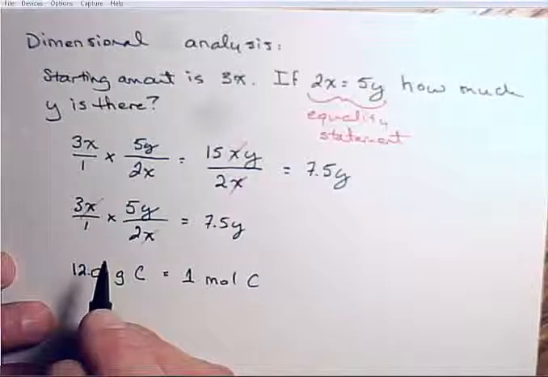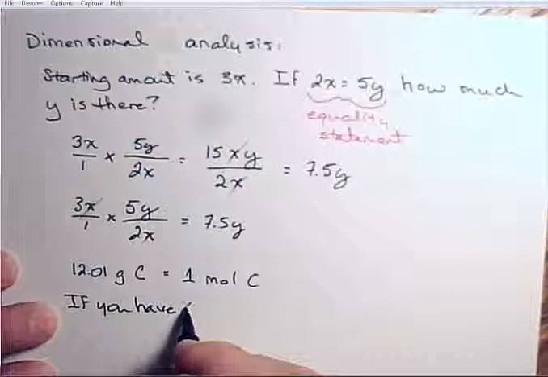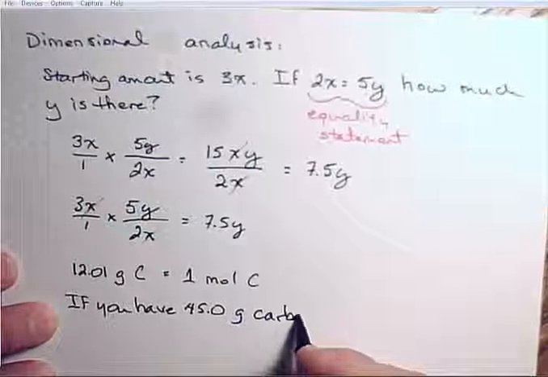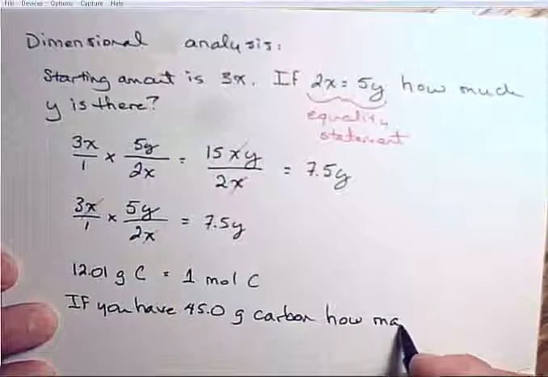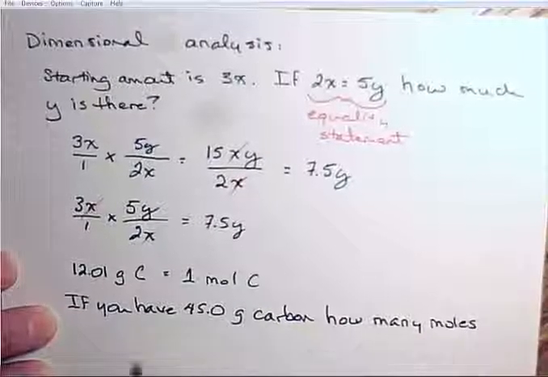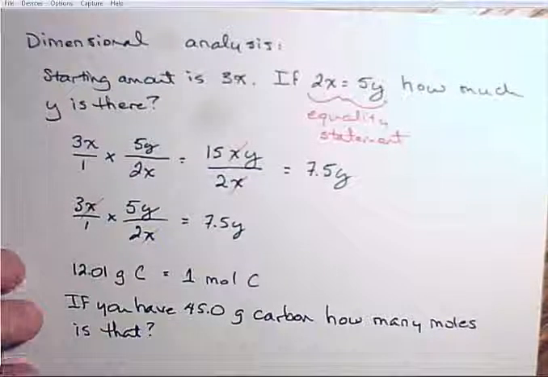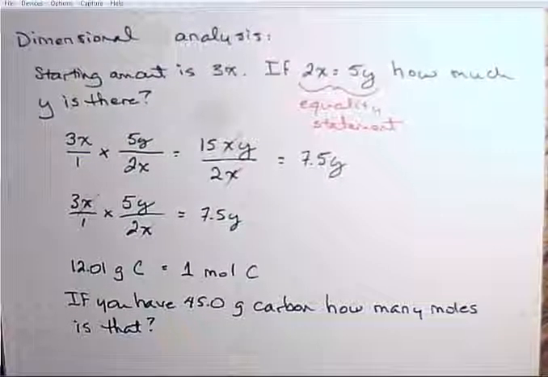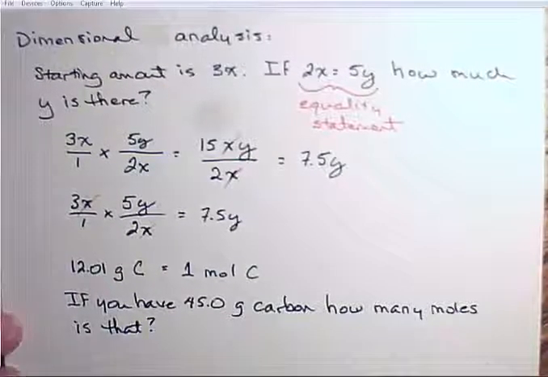So let's say we have 45 grams of carbon. Let's see if we can figure out how many moles that is. Okay? So, what's the starting amount here? 45 grams of carbon. So what do we do with the starting amounts to solve these kind of problems? Put it over 1.